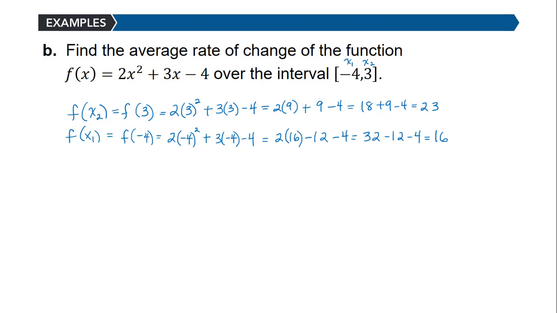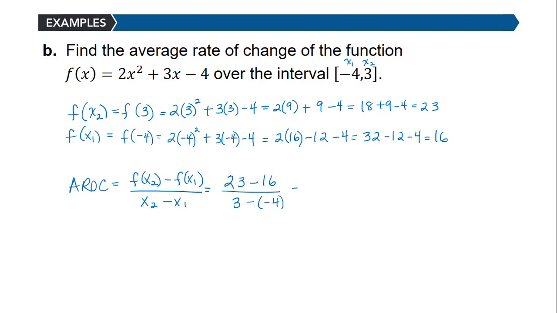So now that we know the y values for the given x values, we can find the slope of the secant line, and that is the average rate of change. It would be f of x sub 2 minus f of x sub 1 divided by x sub 2 minus x sub 1. So we get 23 minus 16 divided by 3 minus negative 4. And this simplifies to be 7 divided by 3 plus 4, which is 7, or 1.